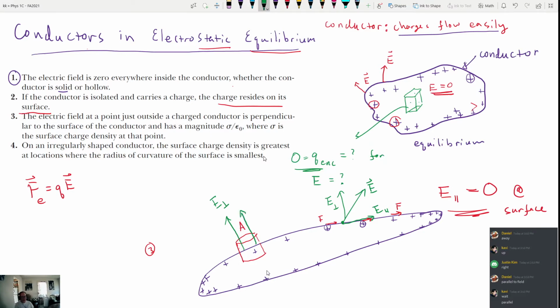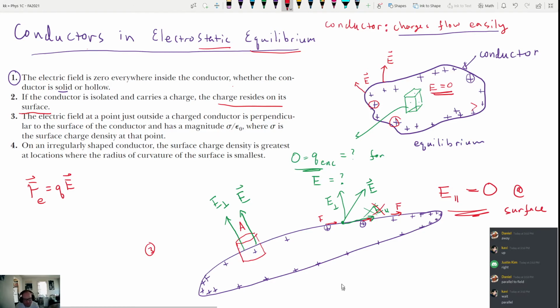Like that. They will all be perpendicular to the surface, and not like this. Basically saying that this is not possible. You can't have this parallel component. It has to all be pointing away from the surface.